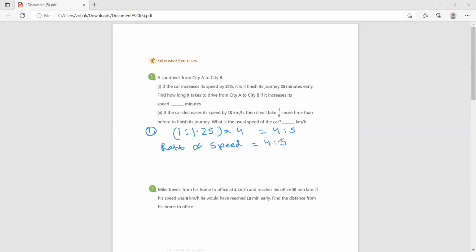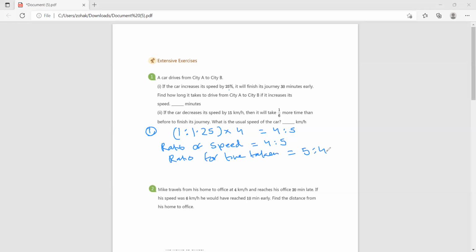Now remember, speed and time taken are in inverse proportion. Okay, they're not in direct proportion, they're in indirect proportion. So if we know that this is the ratio for speed, we know that the ratio for time taken is just very simply going to be 5 to 4. Okay, so that's going to be the ratio for time taken.